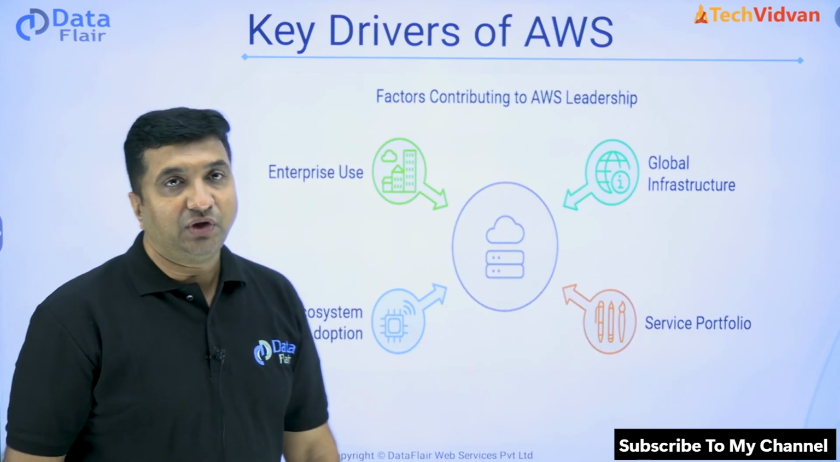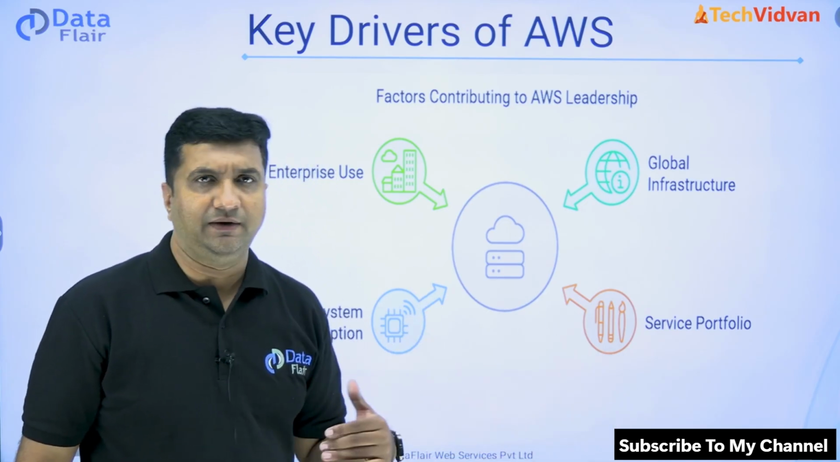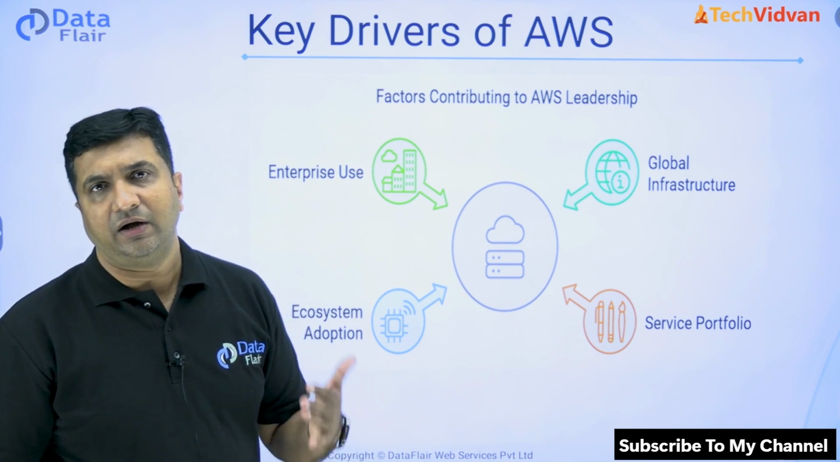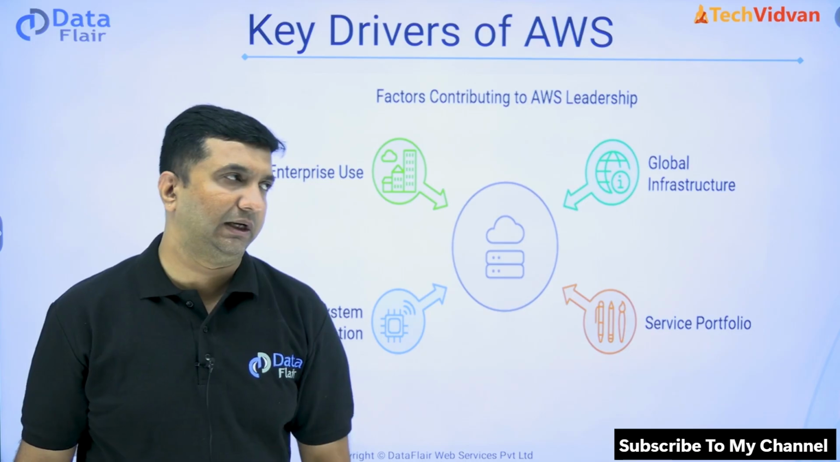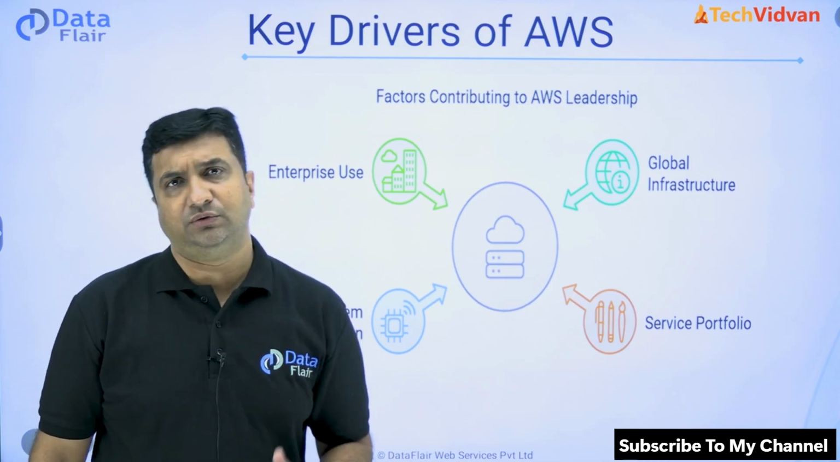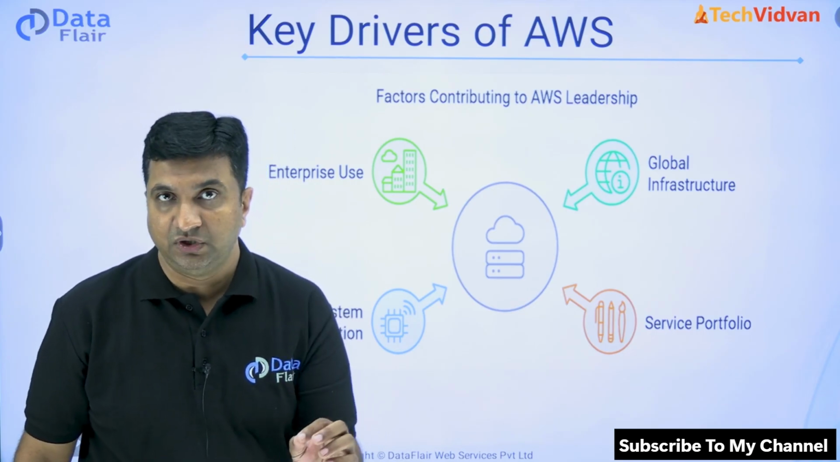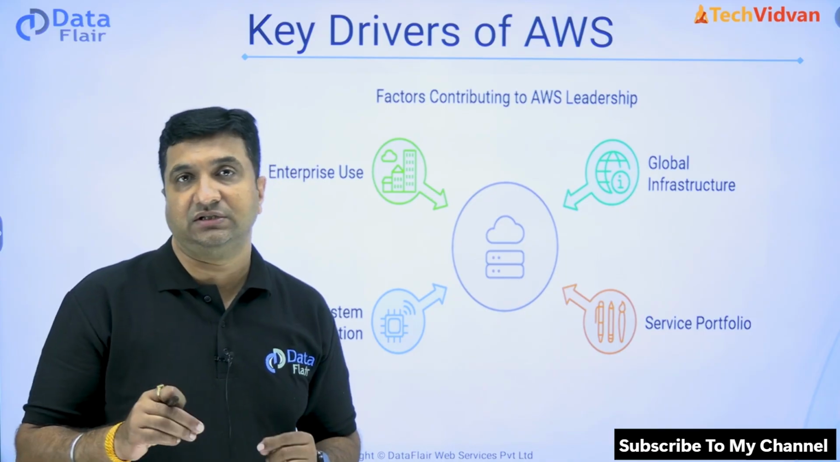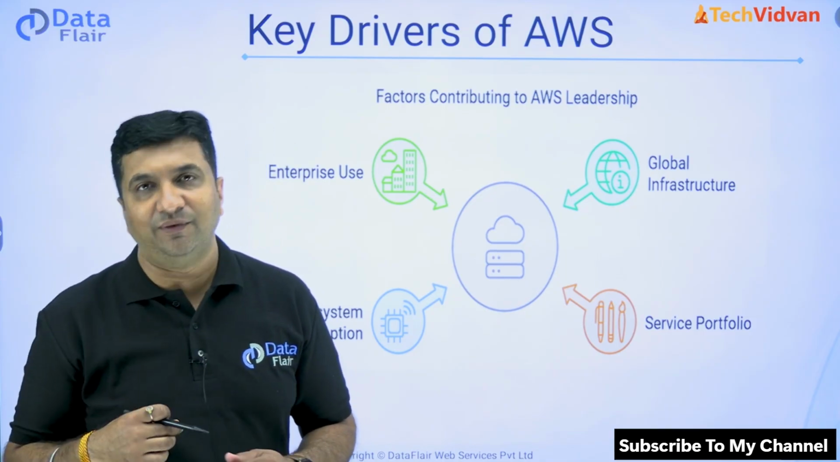Now here we'll talk about the key drivers. As you have seen in the previous slide, approximately 32% of the market share is with AWS. One third of the market is captured by AWS. But why? Although we have seen the advantages, what are those key drivers because of which businesses rely on AWS? Businesses really like the AWS platform.